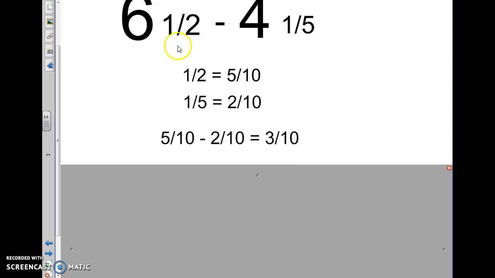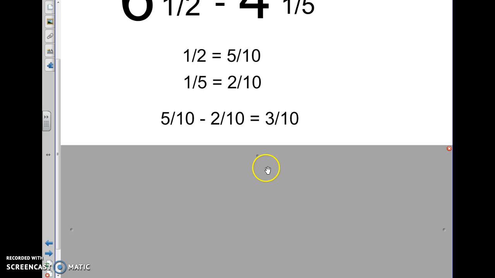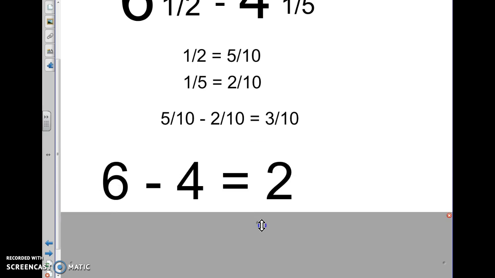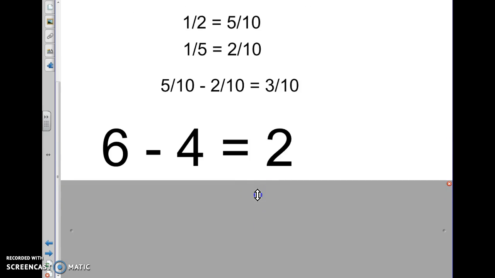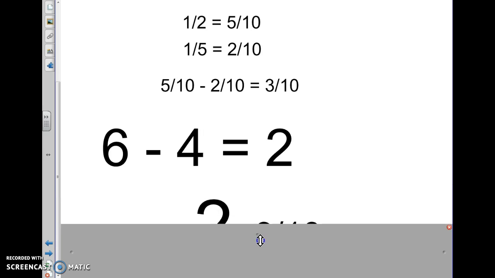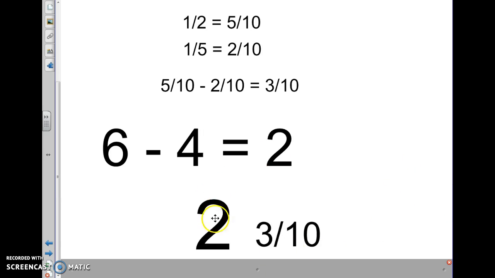So that's great. I subtracted the fractional part, but I also have to subtract the whole number part. 6 minus 4 isn't too hard for most of us. That would be 2. So 6 minus 4 equals 2, and then the 5/10 minus 2/10 part equals 3/10. So the total difference for this problem is 2 3/10.